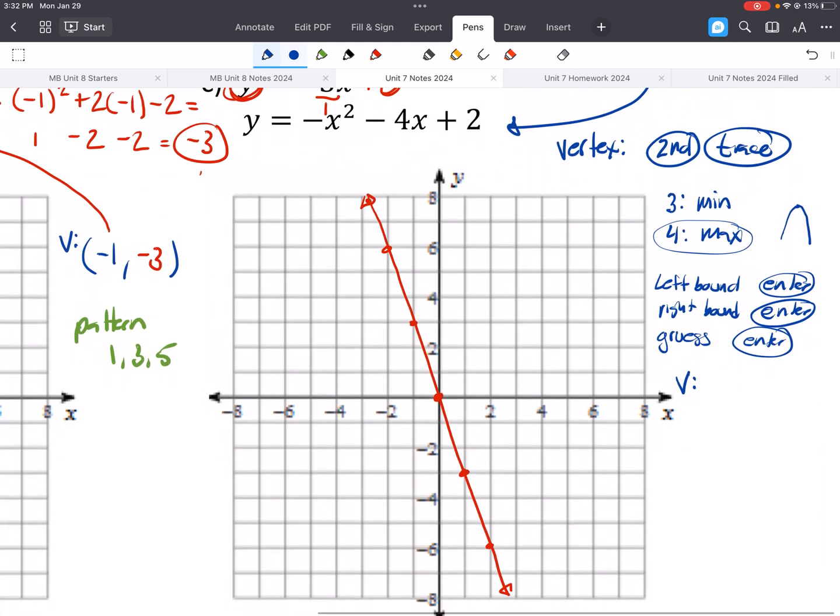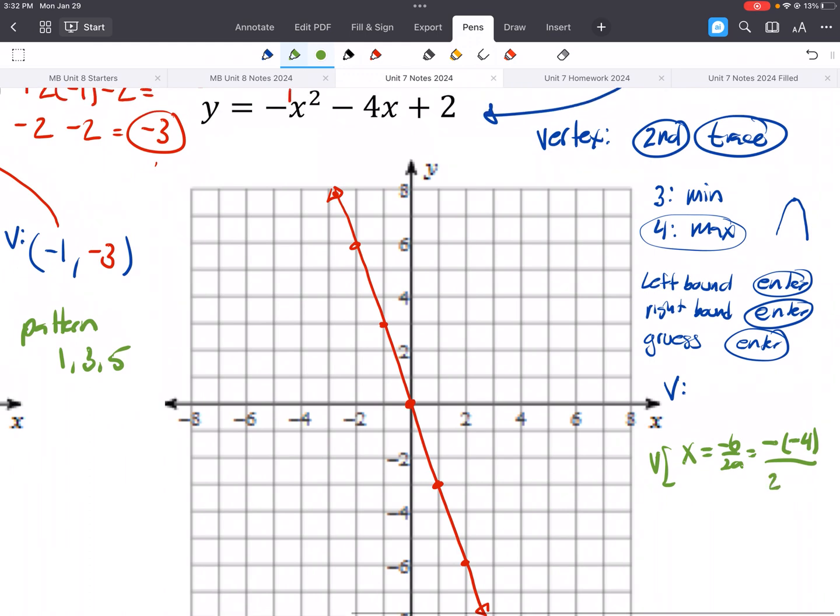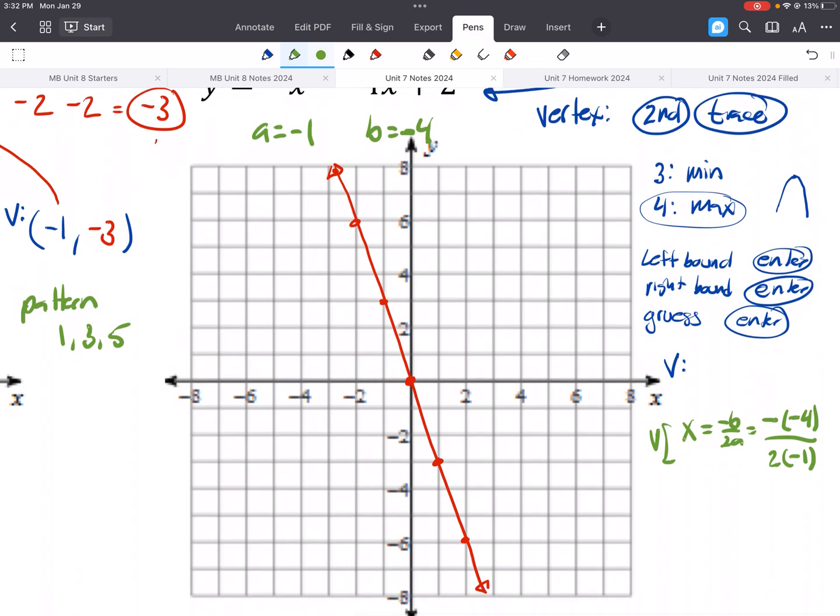Again, I'm going to just do this really quickly by hand. I didn't bring my graphing calculator with me. So here our vertex, again, is an x and a y. That's negative b over 2a. So that's negative negative 4. Okay, watch that. A lot of people forget that. Over 2a. Over 2 times a, which is negative 1. So again, this is a equals negative 1, and b is negative 4. And I think that ends up giving you 4 divided by negative 2, which is negative 2.